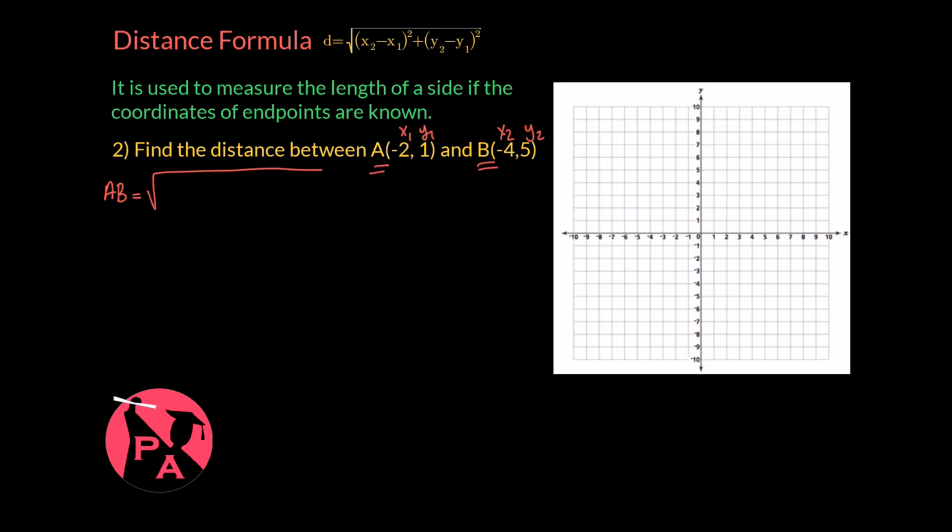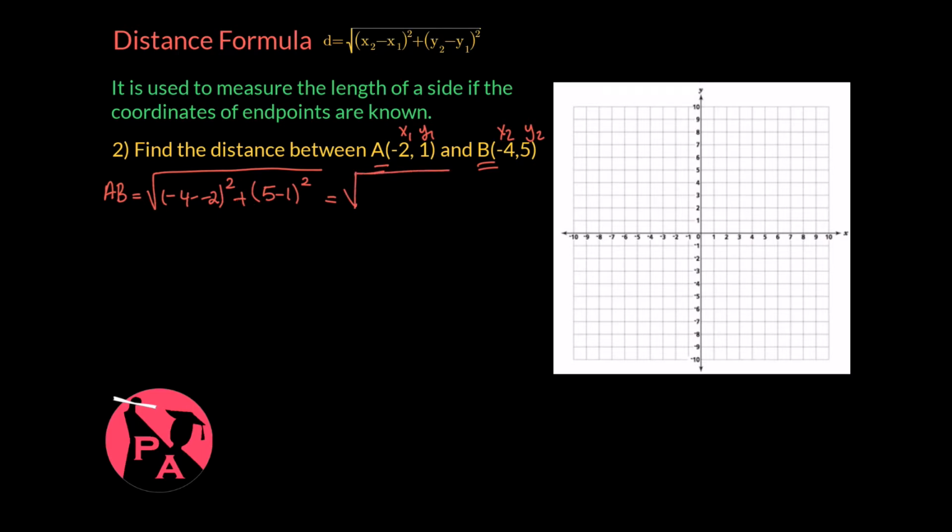-4 minus -2, and then square the whole thing, but please do not forget about the parentheses. Plus, subtract the y values, which are 5 and 1, and then square it.